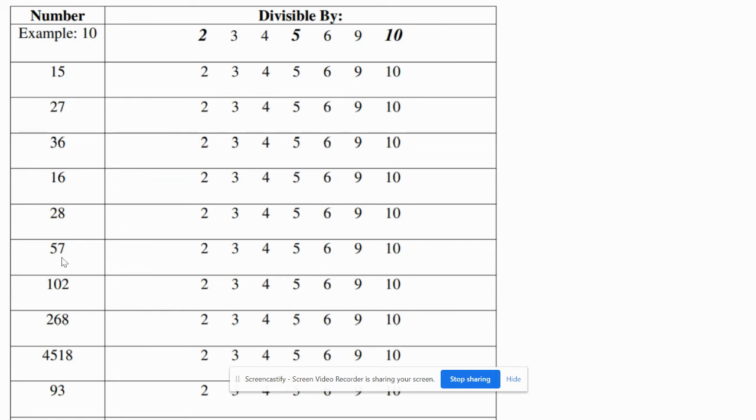Let's hop down here to 57. 57 looks like it's going to be a prime number. We're going to talk about prime numbers in just another video, but this one, 57. So it's not even. It's not going to be divisible by 2. 5 plus 7 is 12. Is 12 divisible by 3? Yes, so this awesome number is going to be divisible by 3.